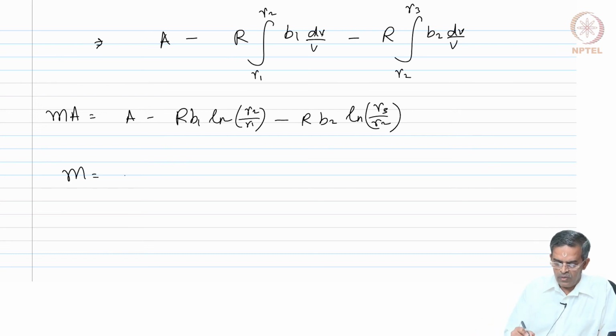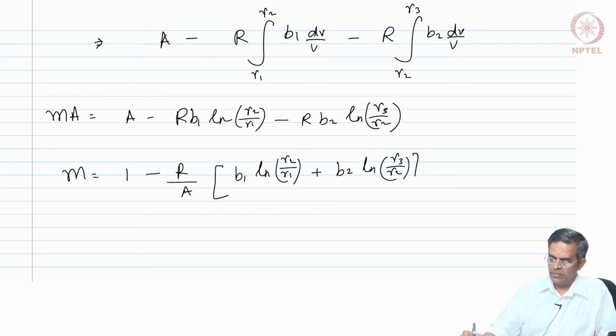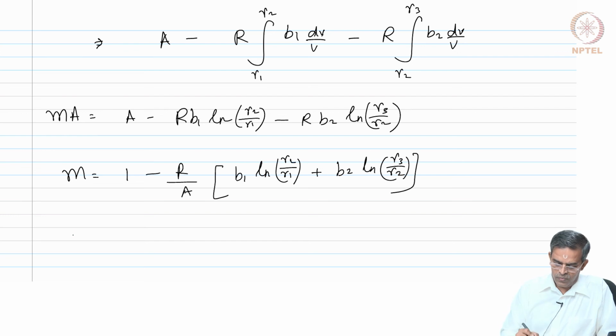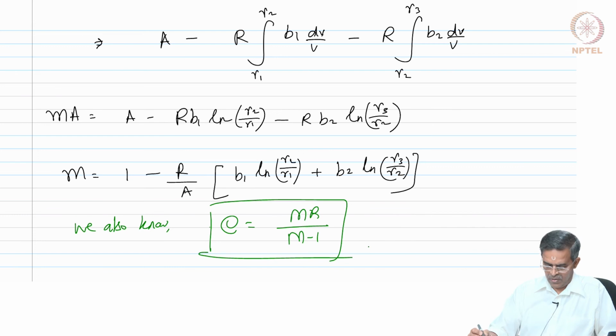So, M now is 1 minus R by A of B1 ln R2 by R1 plus B2 ln R3 by R2. This is 2. We also know that e is Mr by M minus 1. Let us compute e.